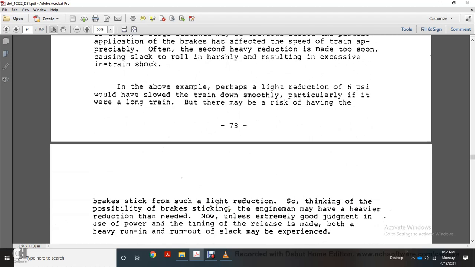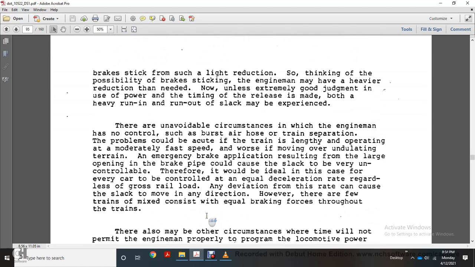The engine man may make a heavier reduction than needed, unless with extremely good judgment in the use of the power and timing of the release. Both heavy run-in and run-out of slack may be experienced. There are unavoidable circumstances where the engine man has no control, such as the burst of an air hose or a train separation. The problems could be acute if the train is lengthy and operating at moderately fast speed, worse if it is moving over undulating terrain, with an emergency brake application resulting from a large opening in the brake pipe, which could cause the slack to move.